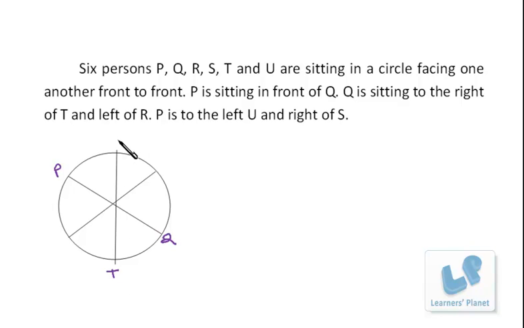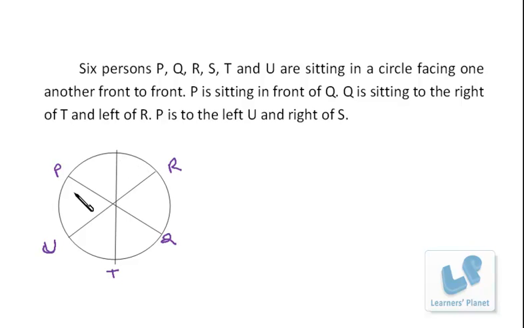So, T will be here. And left of R. So Q is sitting to the right of T and left of R. So R will be here, right? Now P is to the left of U. So since U will be facing over here, so left of U. So P is sitting left of U, so U will be here. Because in that case, U is facing over here. So left of U is P and right side is T.